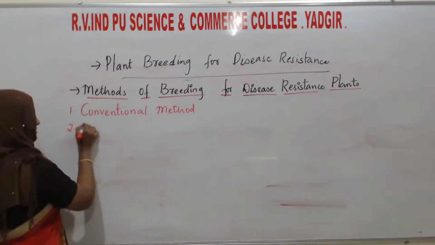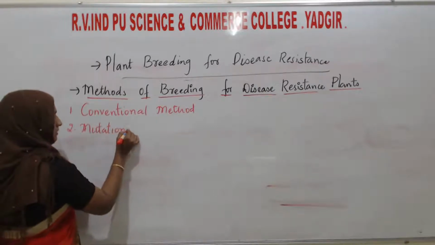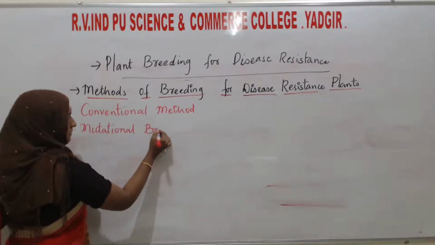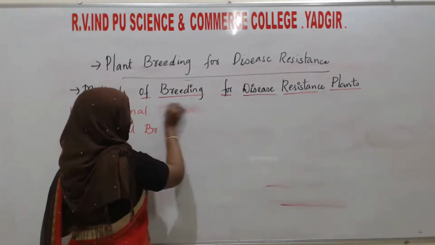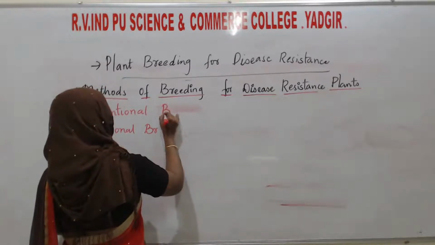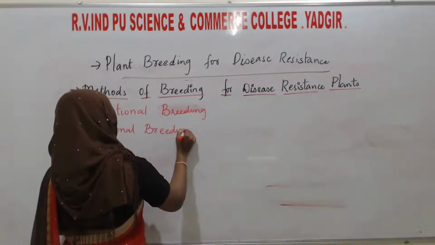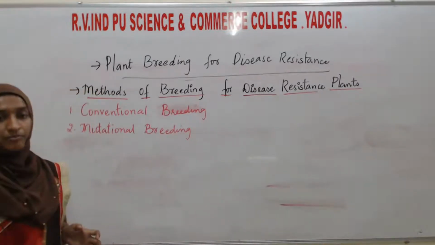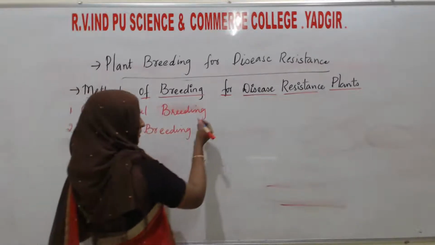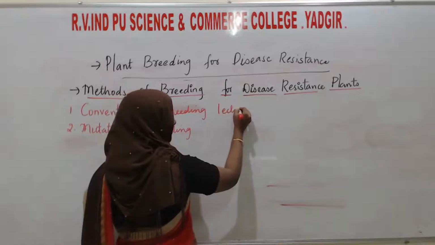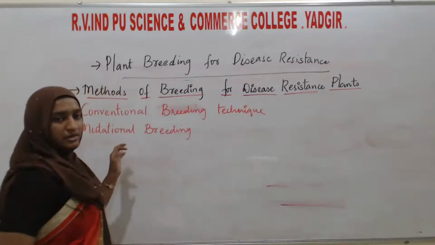One more is mutational breeding. Sorry, conventional breeding, the conventional breeding method, or mutational breeding. These two methods are there. One is the conventional method or conventional breeding technique, and one more is the mutational breeding technique.